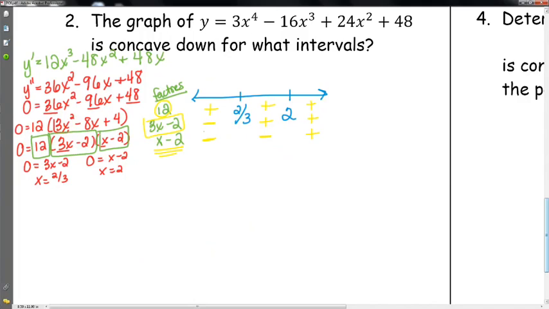So a positive times a negative gives me a positive. A positive times a negative gives me a negative. A positive times a positive gives me a positive. So that means if it's positive, it's concave up. If it's negative, it's concave down. And so they want to know for what interval or intervals my function is concave down. Well, that's going to be concave down from 2/3 to 2.